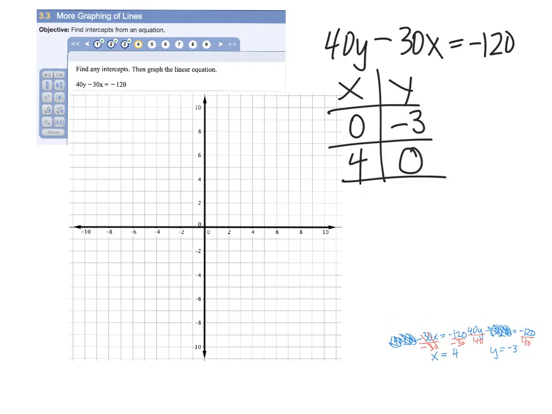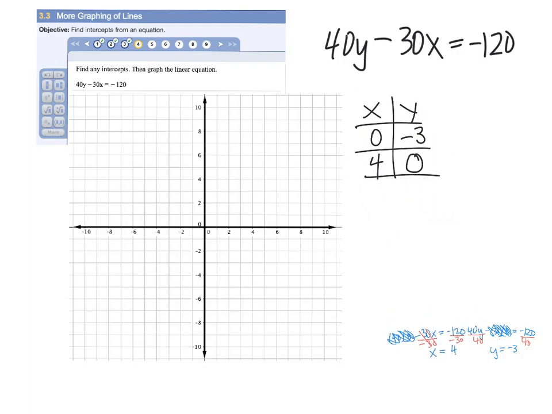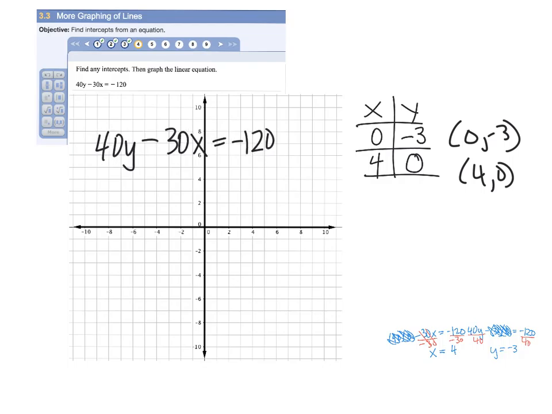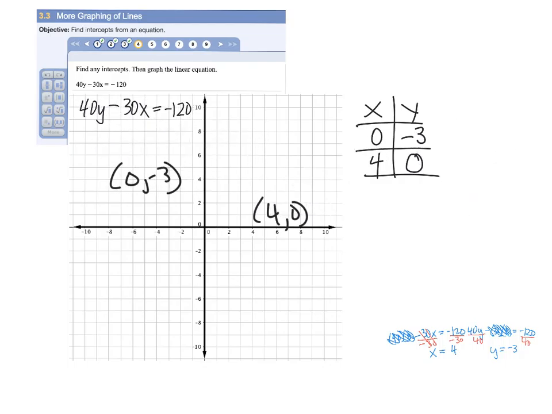And so I'm going to get these guys out of the way. And really, what does this mean? It means our coordinate pairs are 0, negative 3 as our first ordered pair, and then the second ordered pair is 4, 0. So now it's time for us to graph. So there's our equation. And then we're going to graph these 2 points.